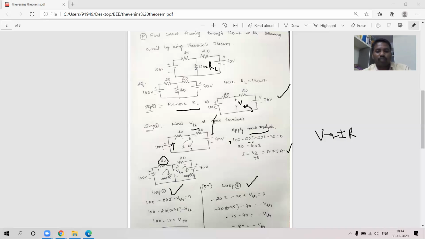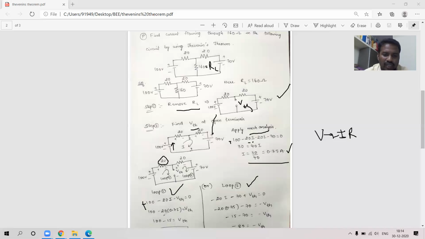Let us find the loop 1 equation. We have already determined the current through this branch. For loop 1, I consider plus 100, this is a drop, that is minus 20 into I, because current into resistor is voltage, minus 20 I. Then the current is entering from positive to negative, so minus VTH is equal to 0.